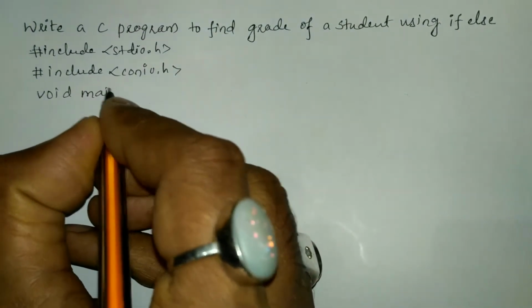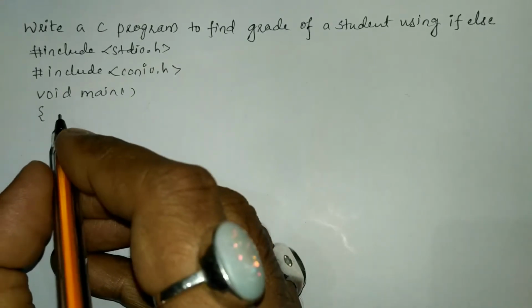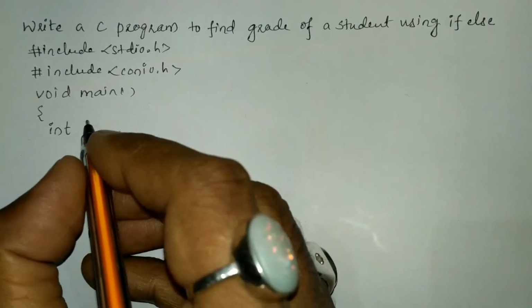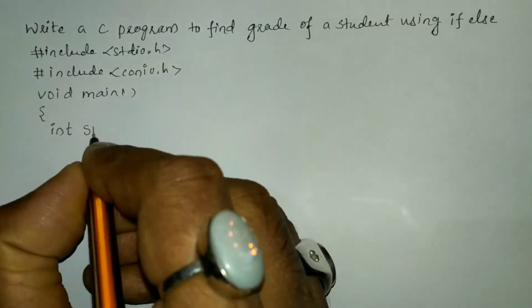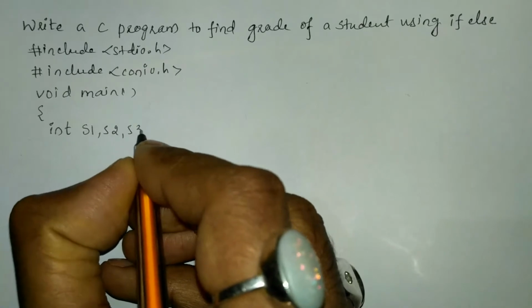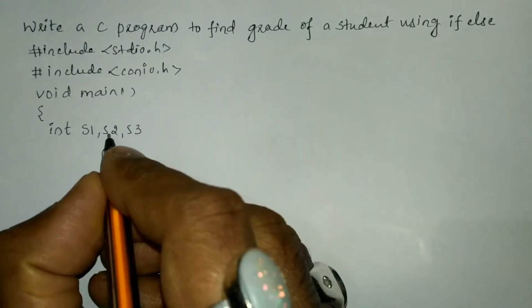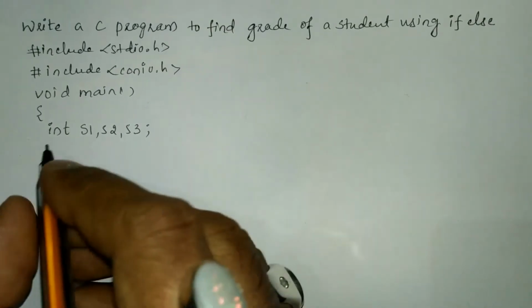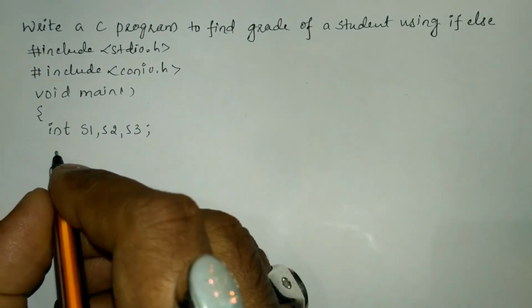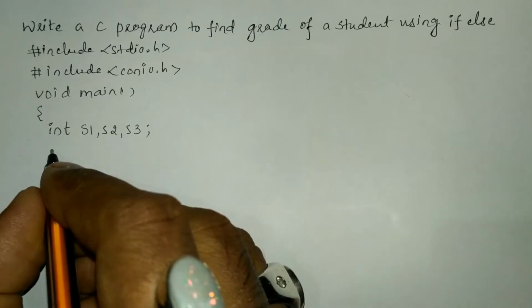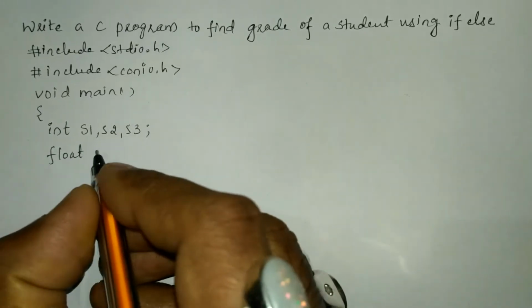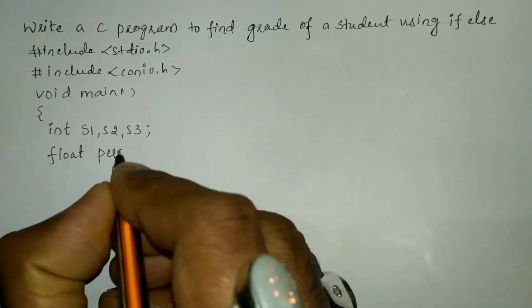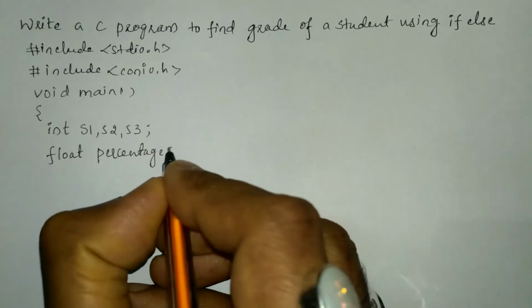Void main function, curly open brace, and here I'm going to declare three variables of int type, s1, s2 and s3, for subject 1, subject 2 and subject 3 respectively, and put a semicolon. Now I want to calculate the percentage. For that I'm going to use the float data type because it holds real numbers. So I'm going to write percentage and a semicolon.